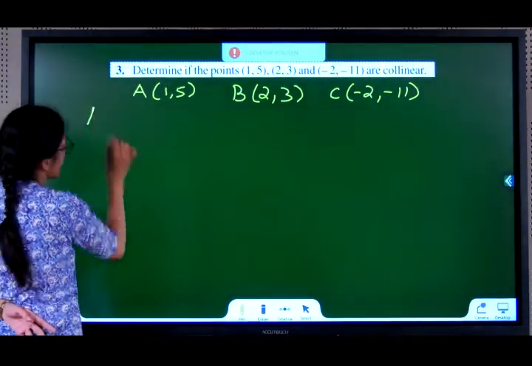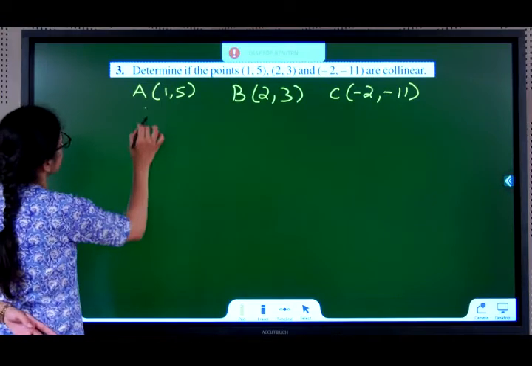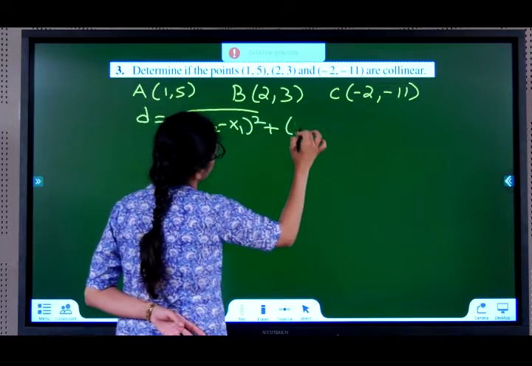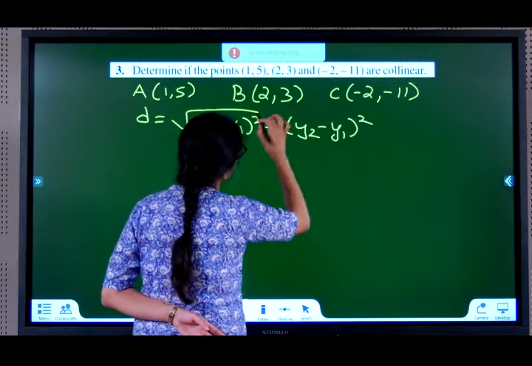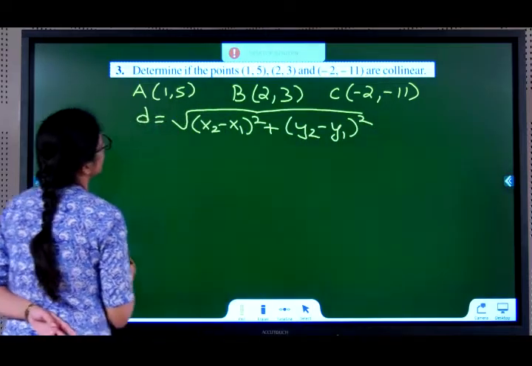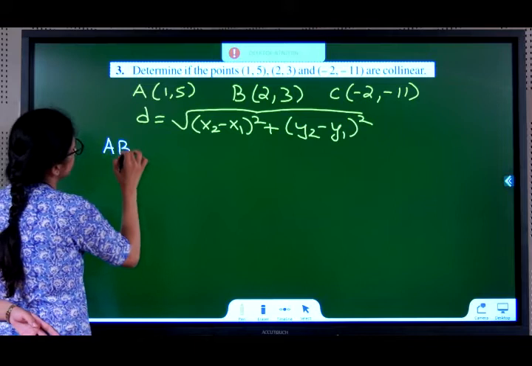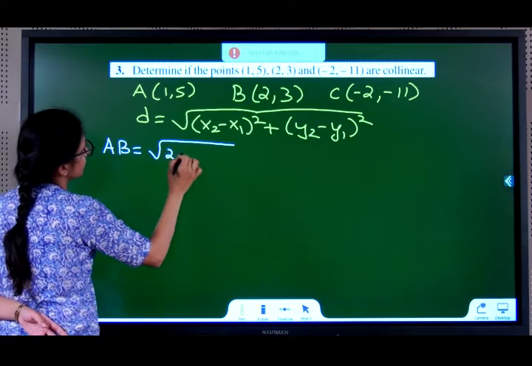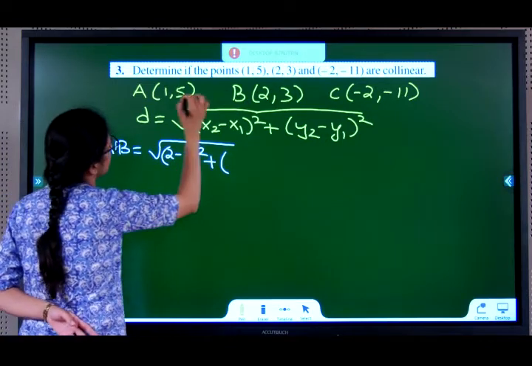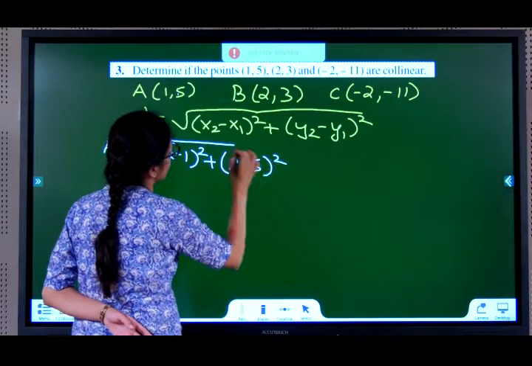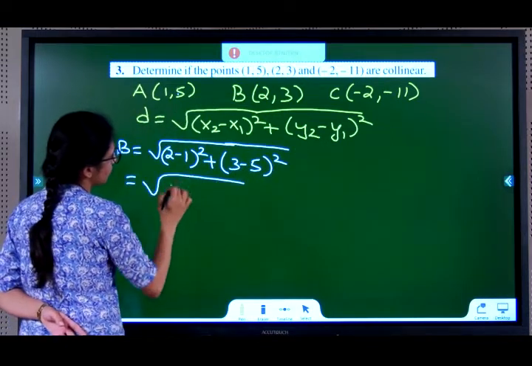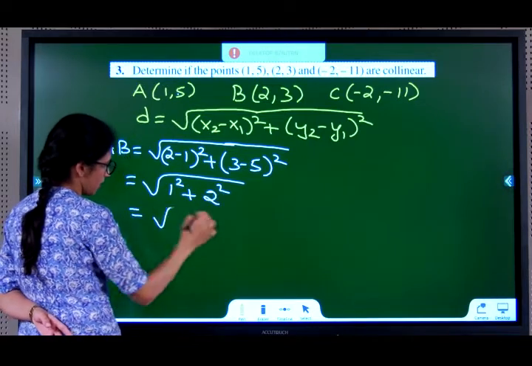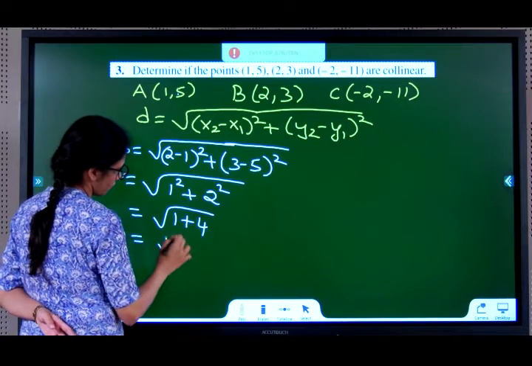Simple. So first we will write down the distance formula once, so we don't have to keep writing it every time. Distance formula is given as root of (x2 minus x1) the whole square plus (y2 minus y1) the whole square. First let's find AB. Root of (2 minus 1) the whole square plus (3 minus 5) the whole square. Root of 2 minus 1, 1 square. 3 minus 5 is minus 2, becomes plus 2 square. 1 square plus 4, root 5 units.